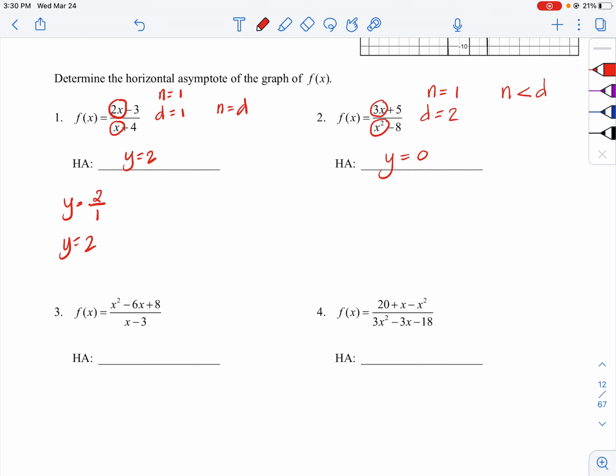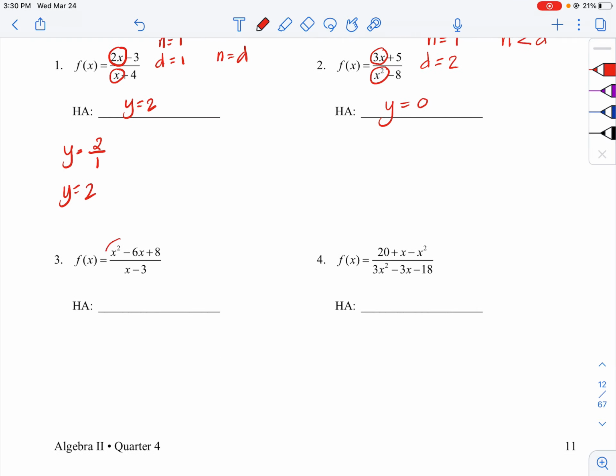Okay, moving on. I'm going to circle x squared. I'm going to circle x. The largest exponent in the numerator is 2. The largest exponent in the denominator is 1. So n is greater than d. Whenever that happens, we do not have a horizontal asymptote.